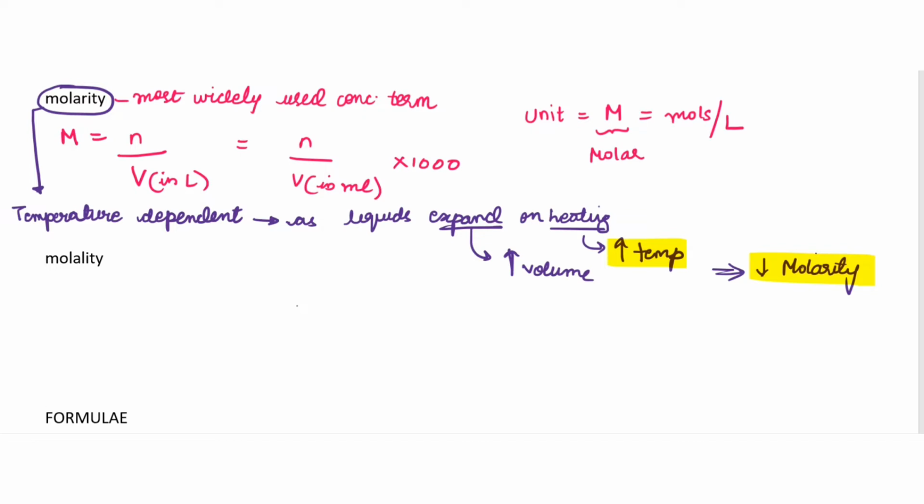Next we have the concentration term molality. Molality, note the spelling. Molality is nothing but number of moles of solute by weight of the solvent in kg. Remember, it's weight of the solvent, not the entire solution. So you need to remember that. Whereas in molarity, it was volume of the entire solution. Same way, if this weight is present in grams, we simply need to multiply by 1000.